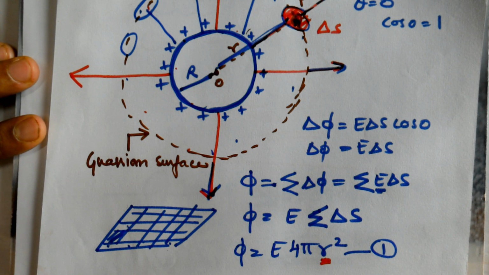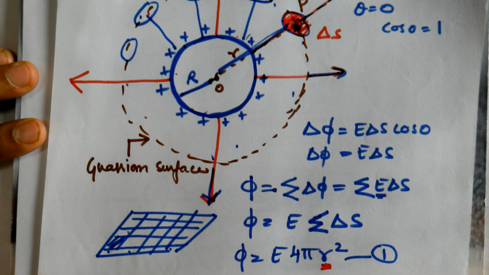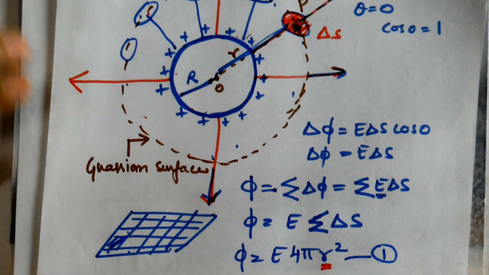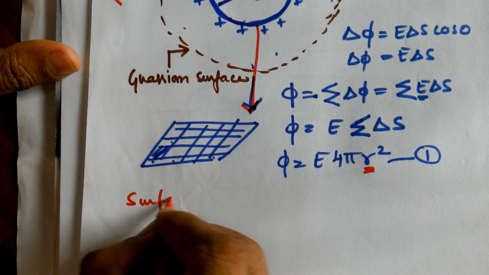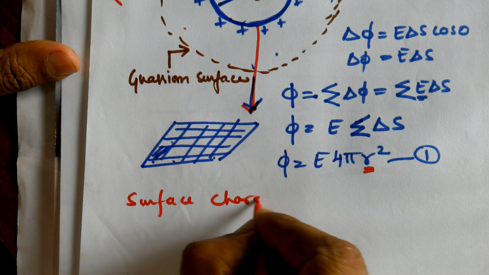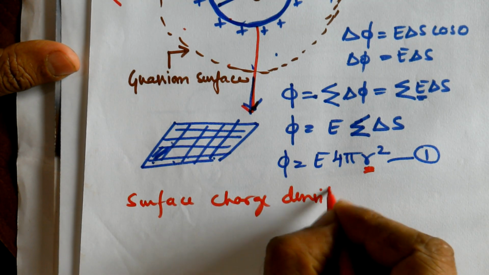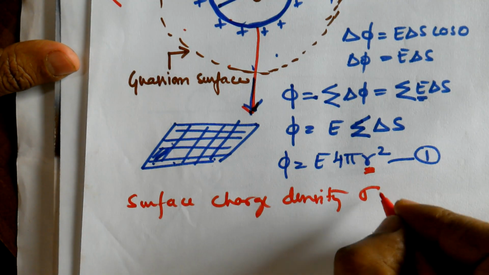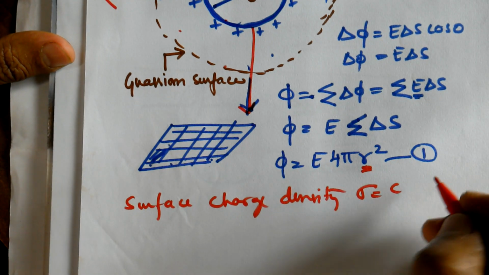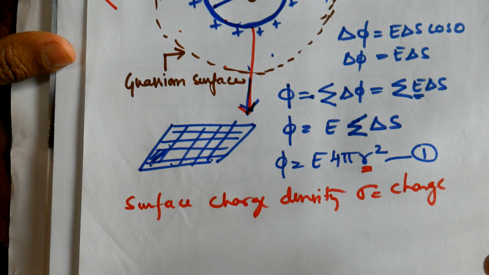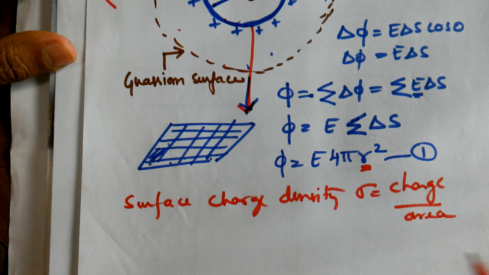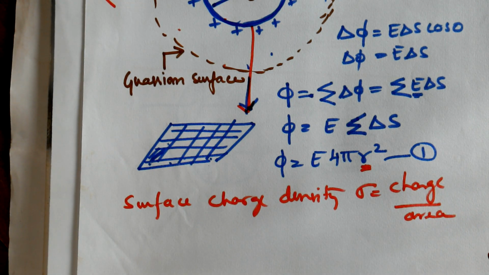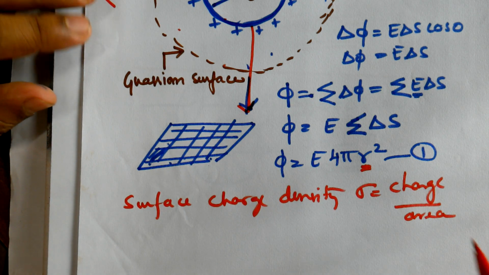Okay, now we will write an expression for surface charge density. You know what is surface charge density? We use the symbol for that as sigma. It is the charge distributed over an area. For example, we have population density. What do you mean by population density? It is the number of people living per square kilometer, that is, per unit area.